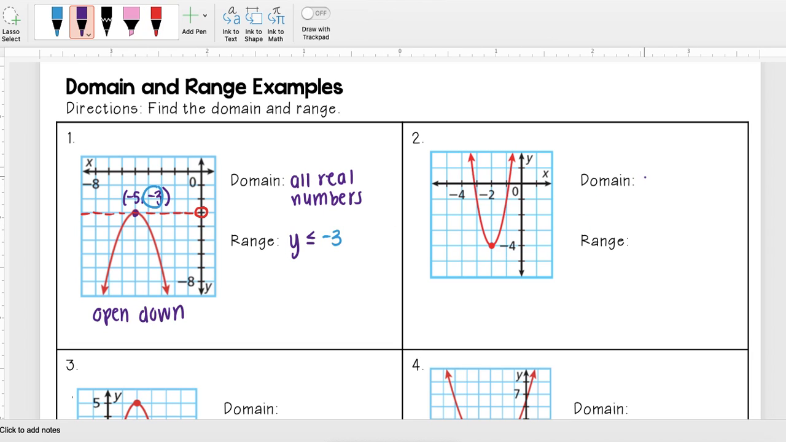let's try another one. Domain, all real numbers. Range, this one is opening up. So I know it's going to be y is greater than or equal to. And now I need to see what the y value is of my vertex. Well, that is at -4. So for this, my range is y is greater than or equal to -4. And I see that makes sense since it's opening up. My graph is going to everything, all the numbers that are larger than -4 on my y-axis.